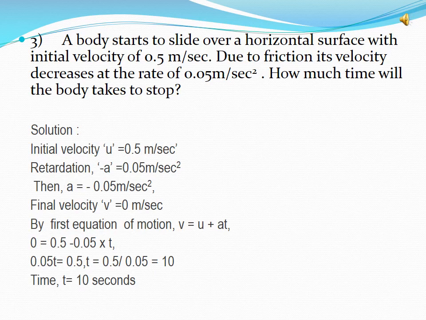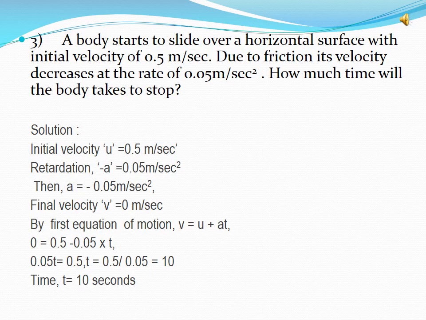Here, the initial velocity u of the body is equal to 0.5 meter per second. As its velocity decreases at the rate of 0.05 meter per second square, which is understood from the question, the retardation minus a is equal to 0.05 meter per second square. Then a is equal to minus 0.05 meter per second square. Final velocity v is equal to 0 meter per second as the body comes to halt after a few seconds.